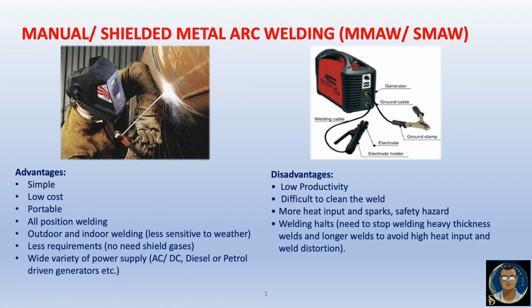Here you can see some advantages and disadvantages of SMAW and MMAW. The advantages: the machine is very simple, low cost and portable, all types of positional welding are possible, and it can be used outdoors and indoors, and is less sensitive to weather. If it is outside welding or there is a little bit of sandstorm, TIG welding or any gas type of welding we need to stop, because the gas shielding will be blown away by the wind.